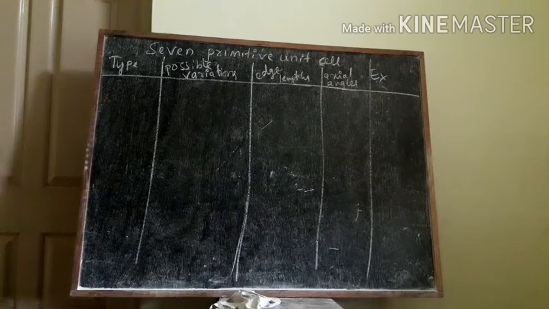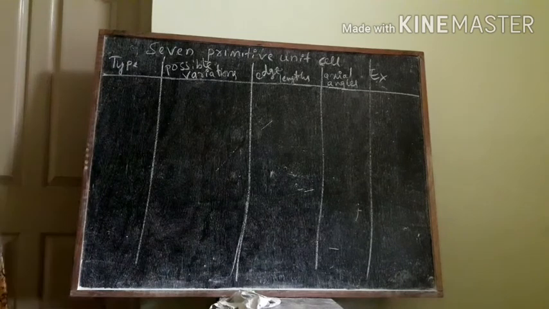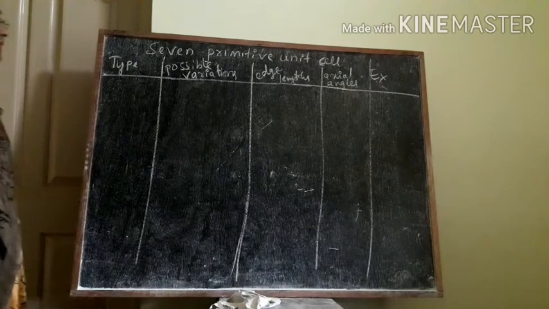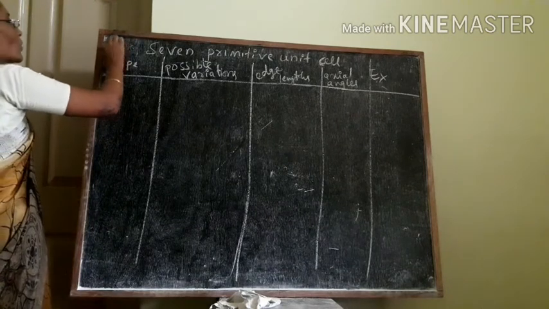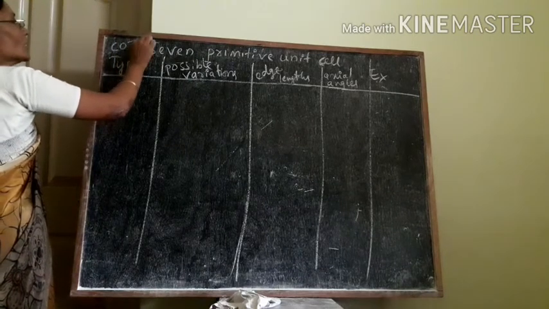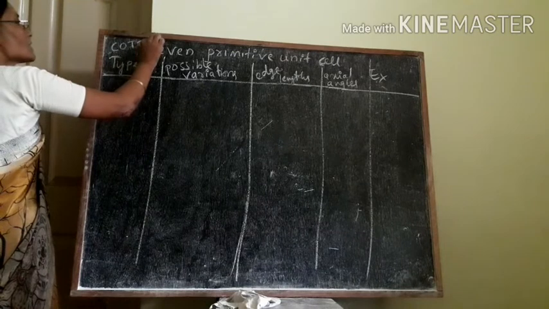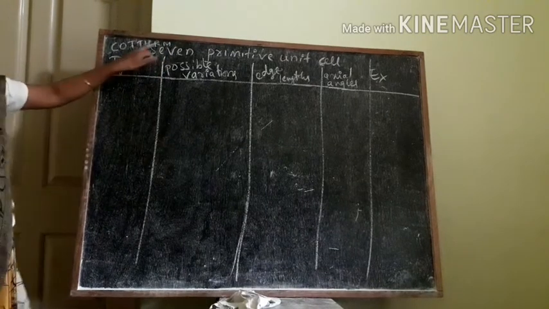No theory questions of any type will be asked. Today we will know what type of 7 primitive unit cells are there. First, let us prepare a simple formula for the 7.